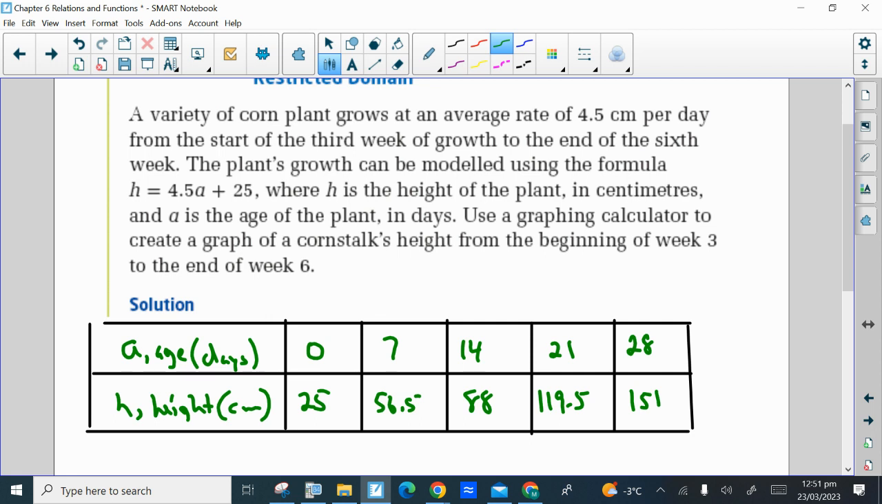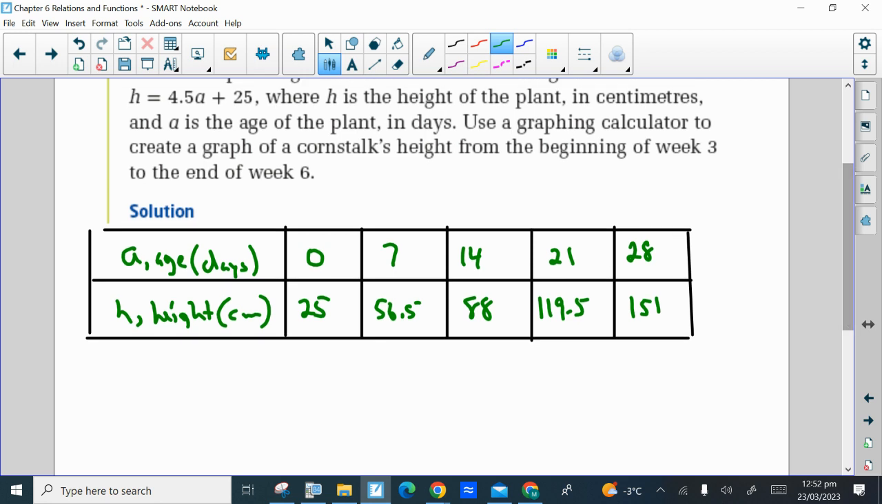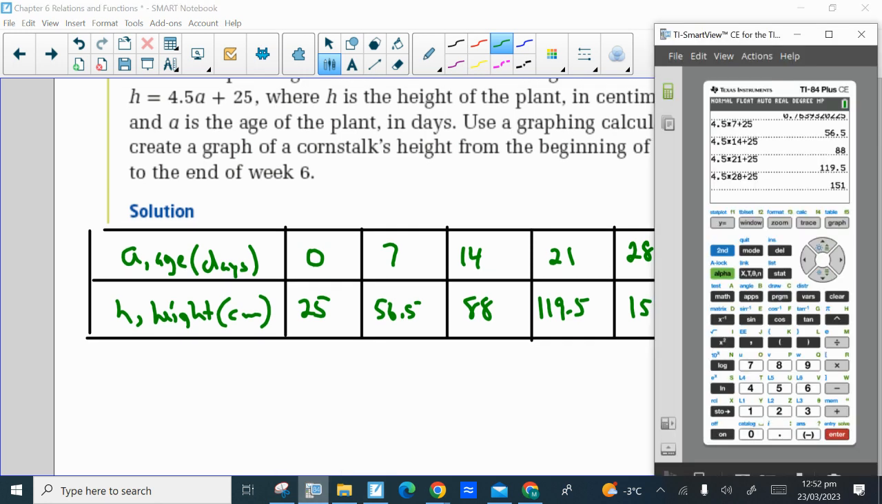So we're talking about the fact that we have a restricted domain here, meaning that you cannot have any negative values, right? Because you can't go backwards in time when you're talking about the growth of a plant. So we can look and see what this graph looks like in our graphing calculator.